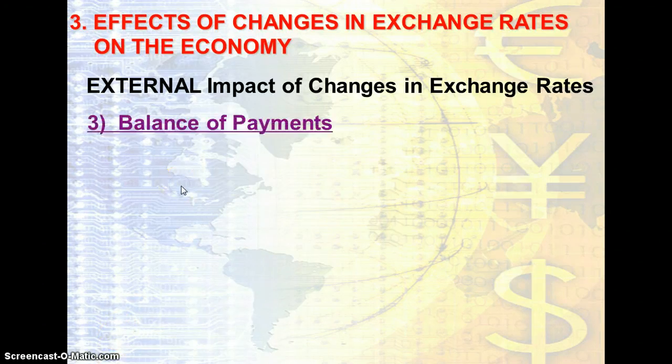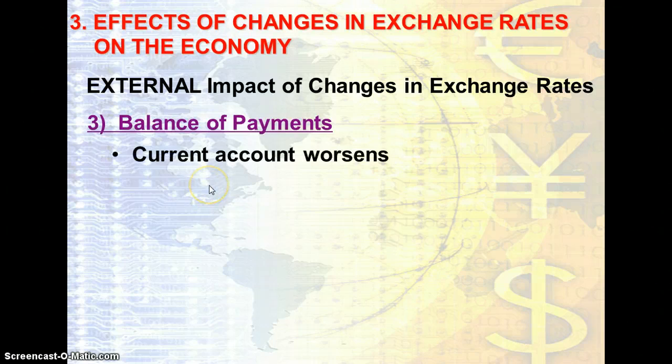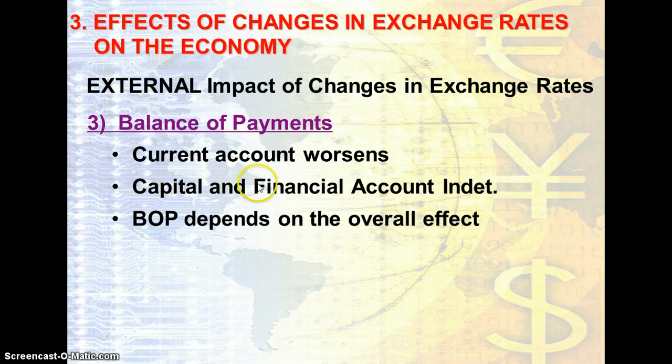Next, we'll look at the balance of payment. For the balance of payment, when there is an appreciation of the country's currency, assuming that the Marshall-Lerner condition holds, the balance of payment will worsen via the visible and invisible trade component of the current account. So the current account will worsen in the short term, ceteris paribus. However, in the longer term, the impact on the capital and financial account is actually indeterminate, cannot be determined.